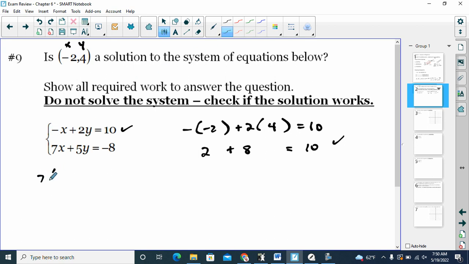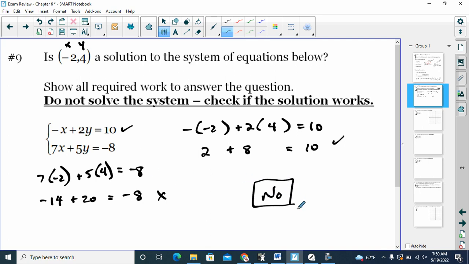So when I plug in the point into our second equation, it says 7 times -2 plus 5 times 4 equals -8. 7 times -2 is -14. 5 times 4 is 20. -14 plus 20 does not give me -8. It does not work in our second equation, therefore, no, it is not a solution to the system.